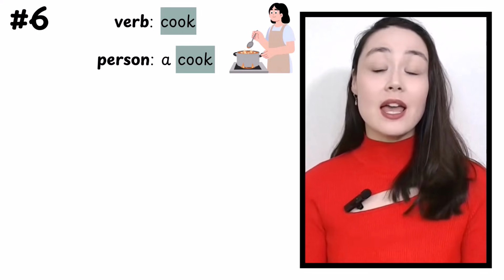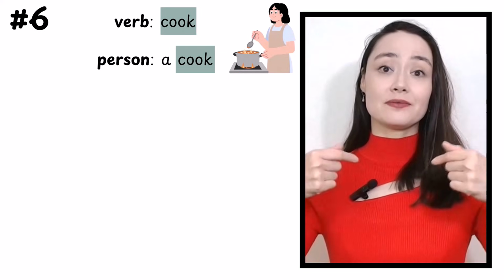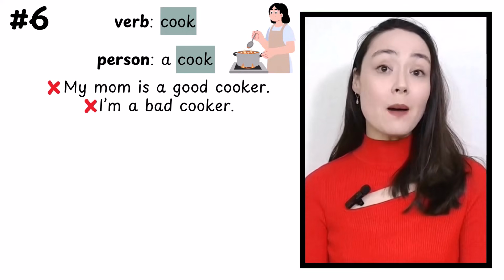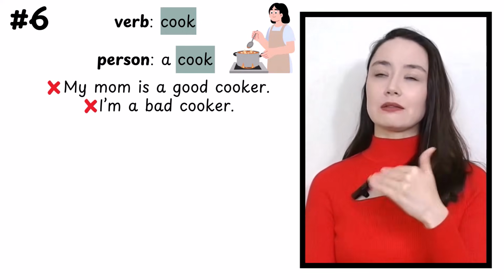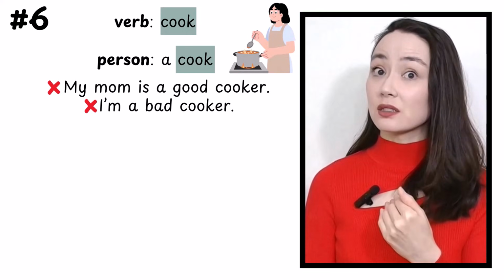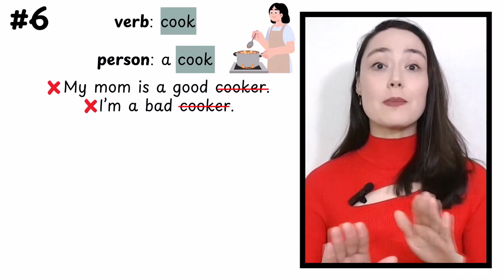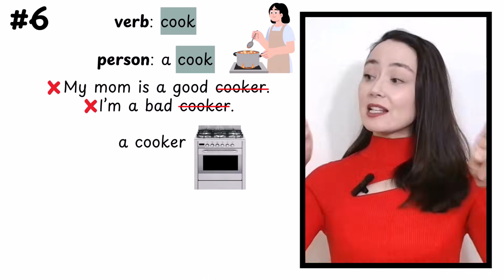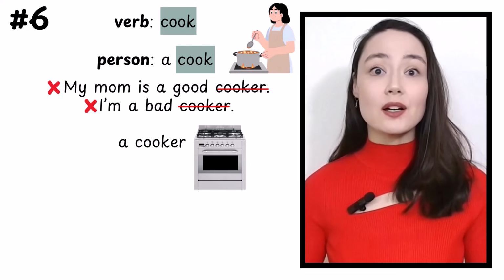A cook. A person who cooks is a cook. Common mistake: "My mom is a good cooker." "Oof, I'm a bad cooker." A cooker is not a person. This can be called a cooker. It's the appliance you use to cook.